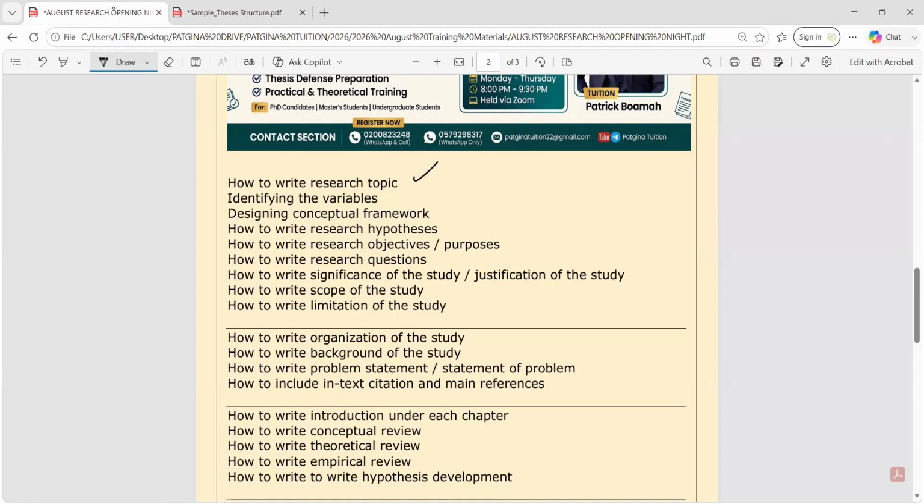We will learn how to identify variables in our thesis. Then, as I told you, we will draw the conceptual framework. We will use PowerPoint to draw. Then I will teach you the way we convert it into a picture, image, JPEG, and fix the image in our thesis. Then I'll teach you the way we write research hypothesis, objectives, research questions, significance of the study, scope of the study, limitation for one day.